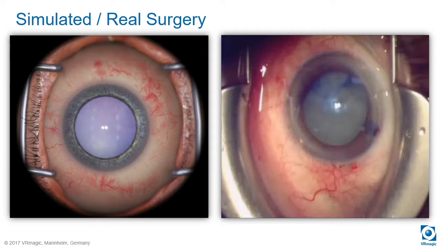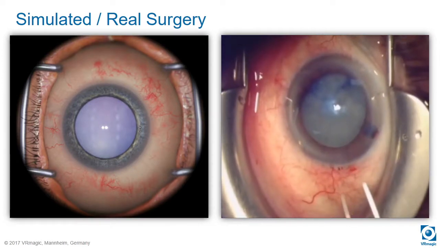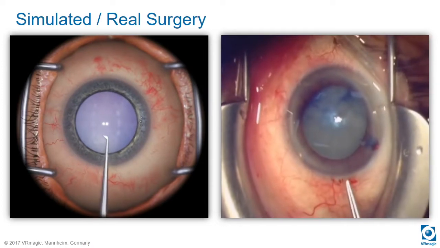This first step is crucial because if you don't create a circular opening, this opening will not be stable and might not hold the lens, so that when you inject the artificial lens, it might destroy the capsule that's still there, and then the lens might drop onto the retina, and all the subsequent surgery might get very ugly. And you see here on the right, again, the real surgery.